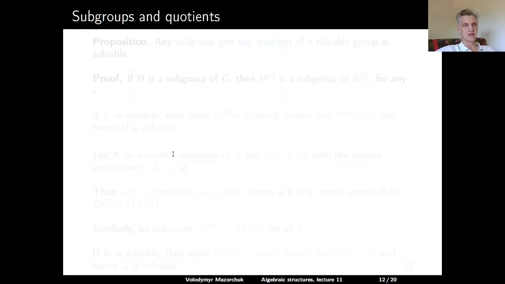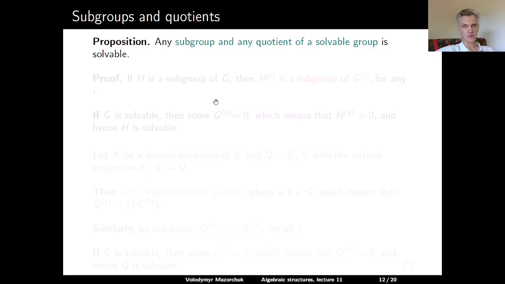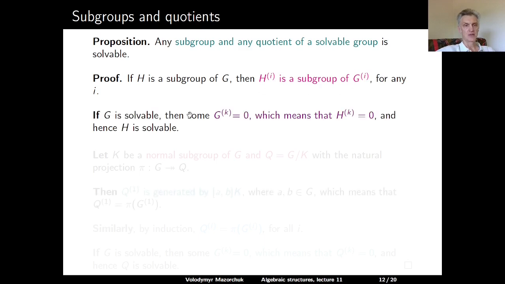Now let us discuss subgroups and quotients of solvable groups. Proposition: any subgroup and any quotient of a solvable group is solvable. Proof: if H is a subgroup of G, then the i-th derived subgroup of H is a subgroup of the i-th derived subgroup of G by definition, for any i. So if G is solvable, then some G upper K is 0, which means that the corresponding H upper K is 0, and this means that H is solvable by the previous criterion.